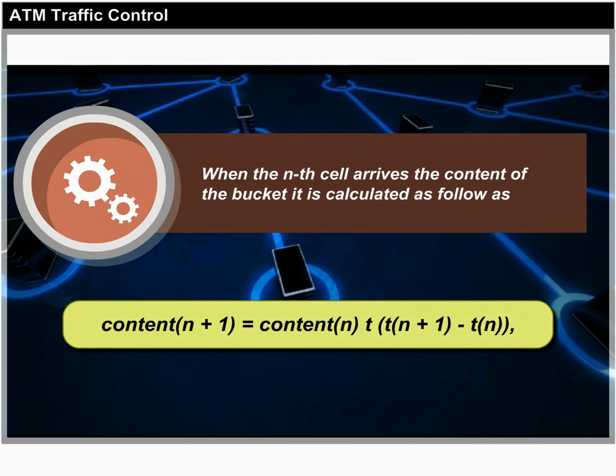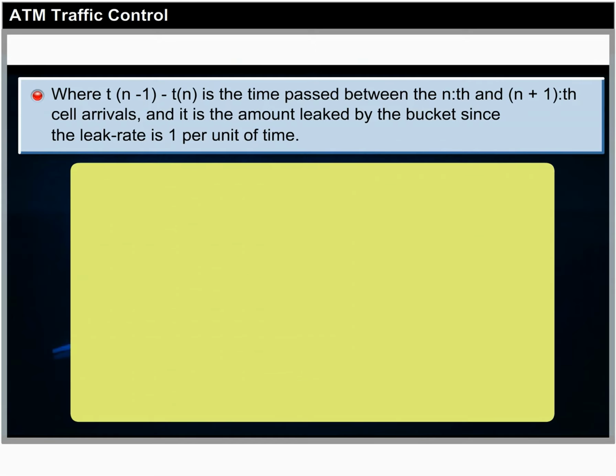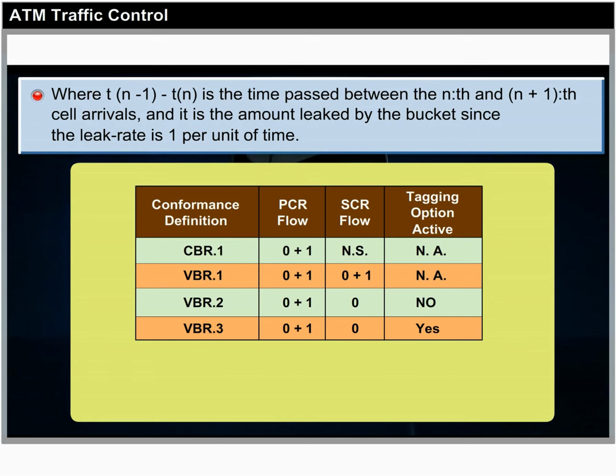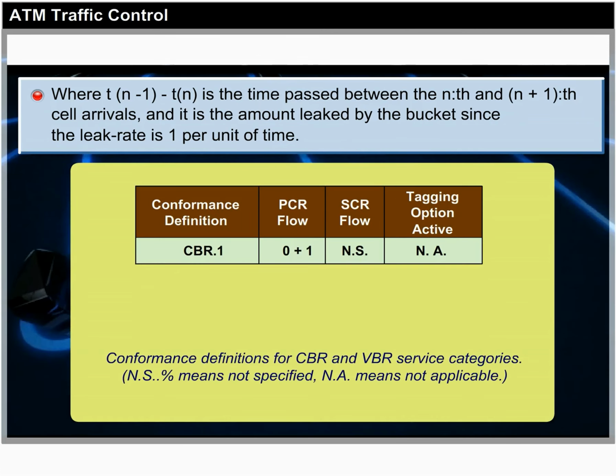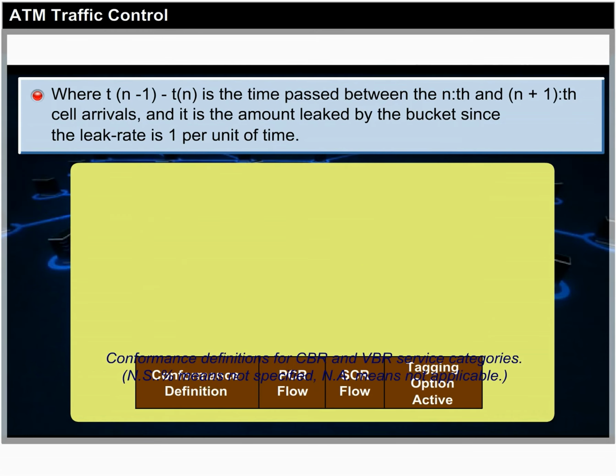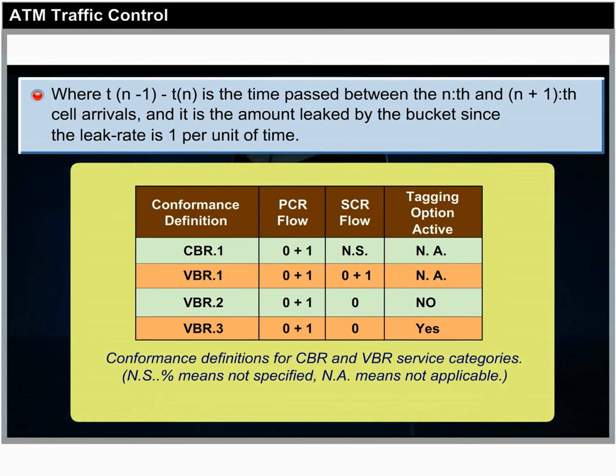The conformance definition defines conformity according to one or more GCRA. Therefore, different leaky bucket algorithms can be implemented at the UPC for controlling and monitoring the traffic. In the ATM Forum, different conformance definitions are given for the CBR and VBR service categories. For the CBR service only, one bucket is specified for the CLP equal to 0 plus 1 cell stream. For VBR service, three possibilities are given, every one with two buckets.